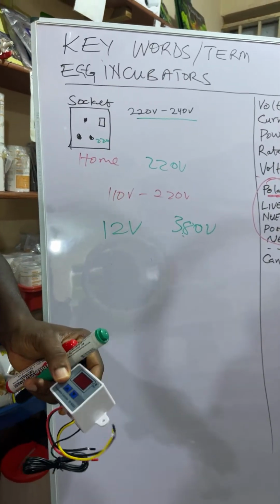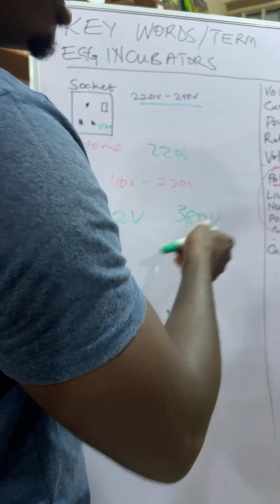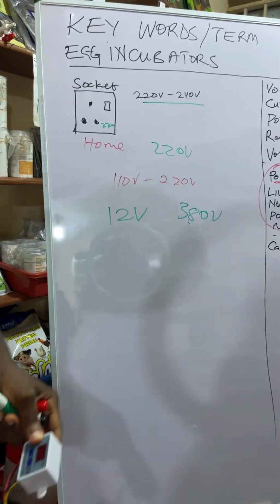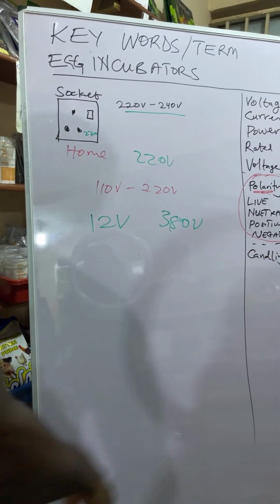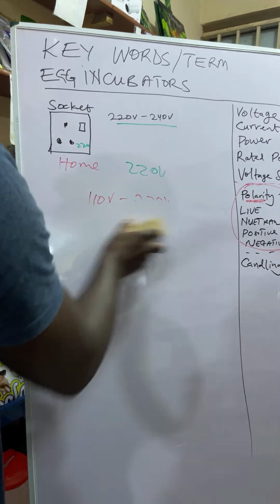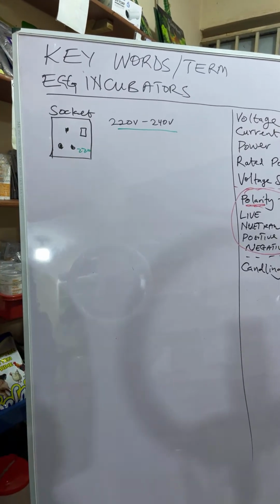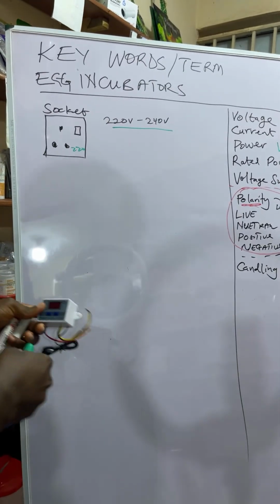Now I'll quickly talk about current. Is there a difference between wattage and voltage? Yes, a big difference, but they are friends. We'll come to that. There are three friends we'll talk about.